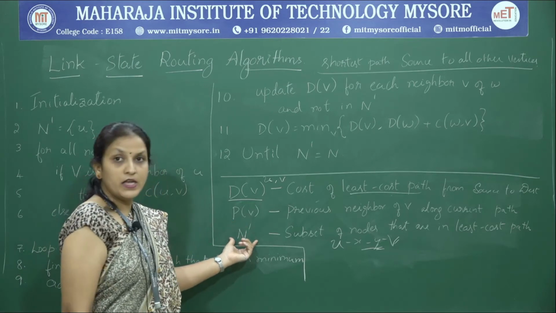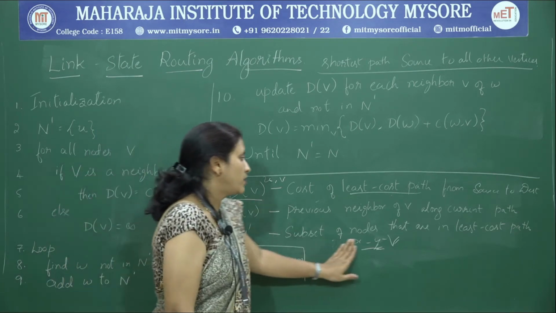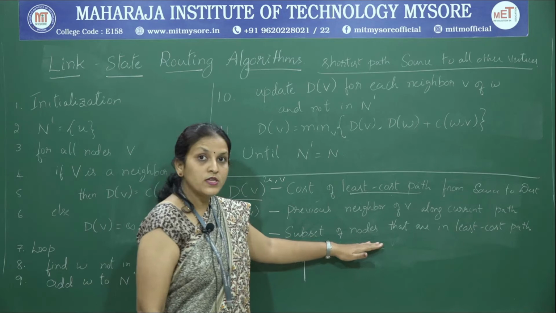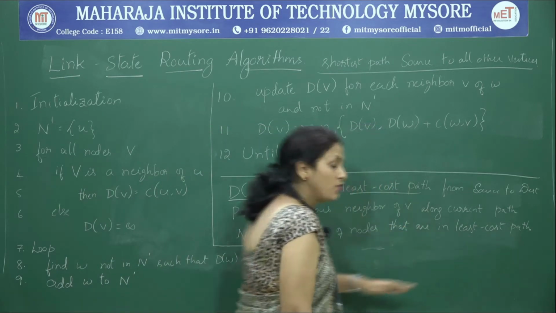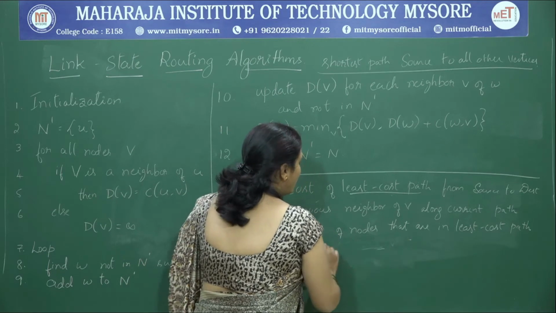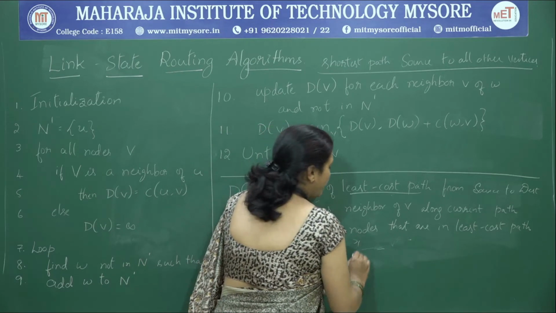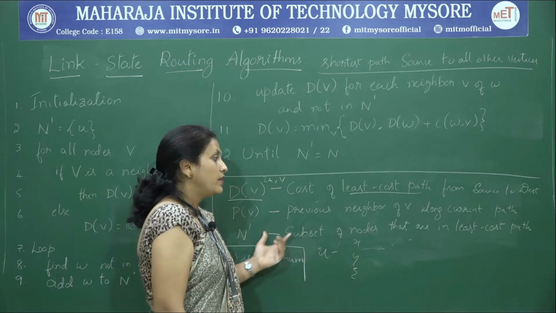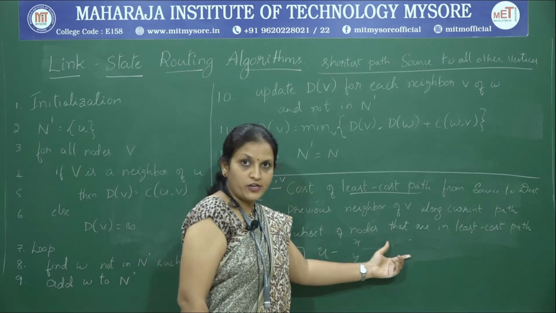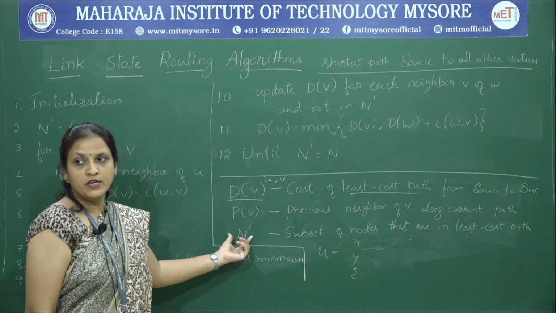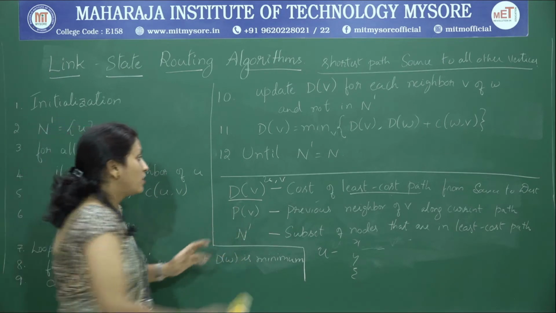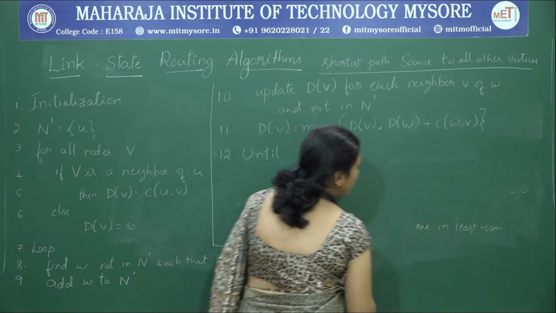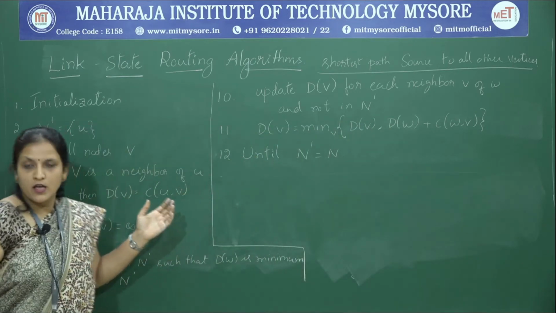Okay, then comes N dash, which represents the subset of nodes among all the nodes. It is the subset of nodes that are in the least cost path. When we start finding the least cost path from one source to several other nodes, the nodes that are covered in the least cost path at that particular iteration are going to be stored under N dash. Okay. These are the terminologies, the terms that we are making use of in this link state routing algorithm. Now, we will have a look at the algorithm.